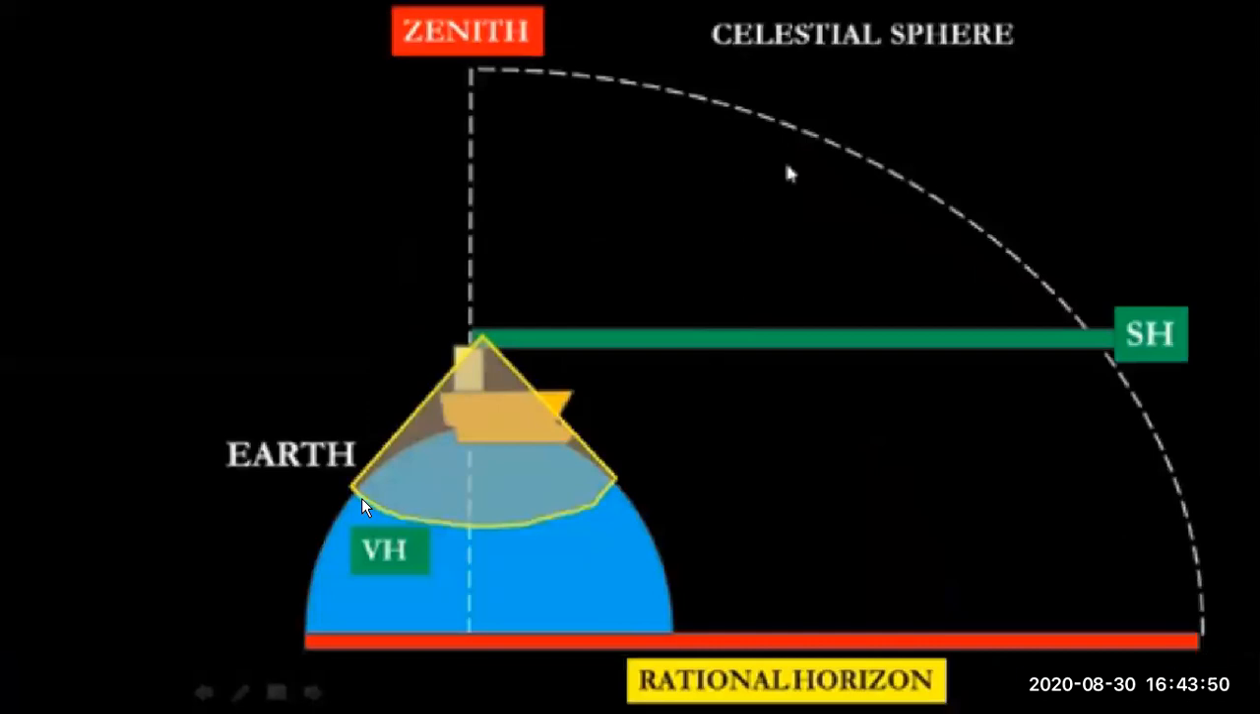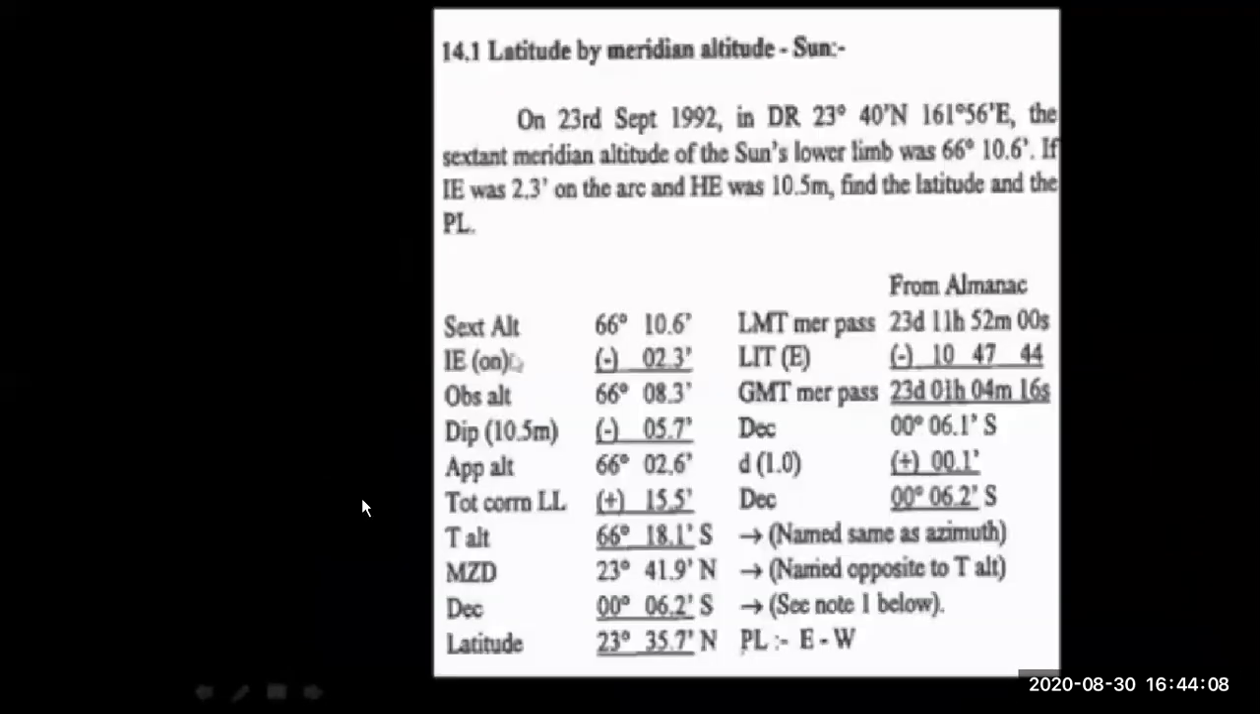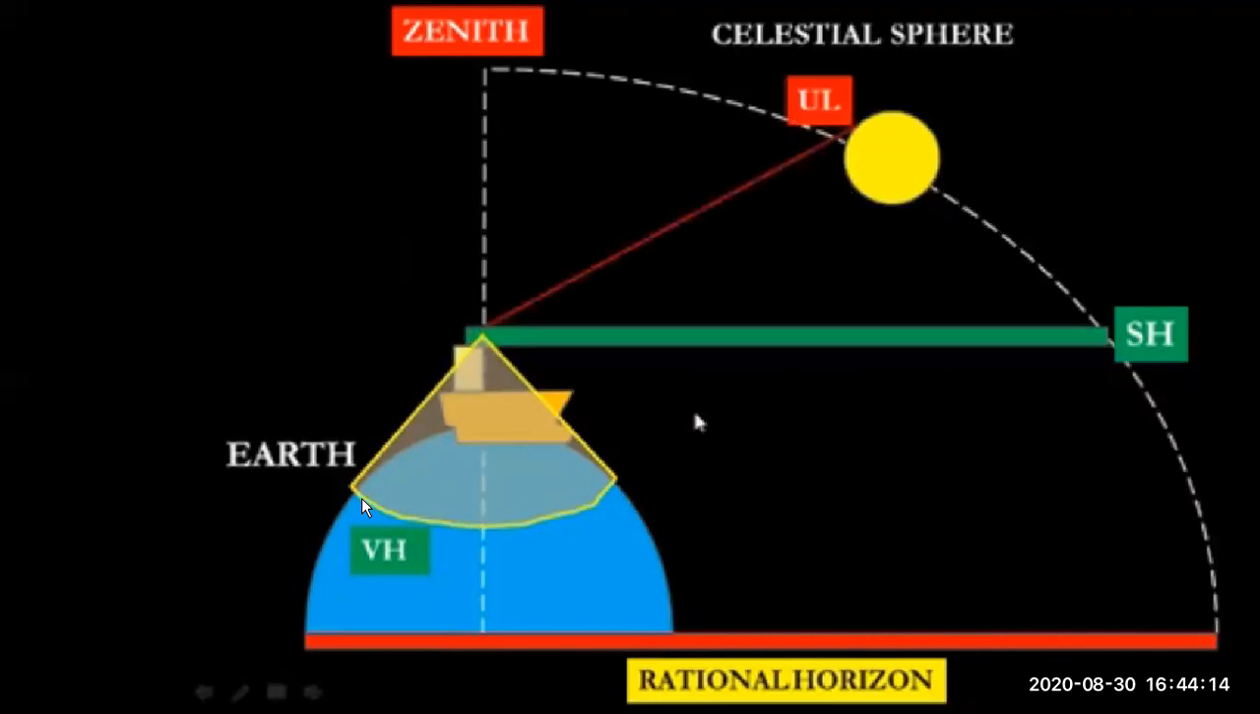So what is the main thing while taking a sight? We need a celestial body. So this is the sun on the celestial sphere, and our main thing is to take the sextant altitude of this sun or celestial body. So when we measure the altitude, we apply corrections to get the observed altitude.